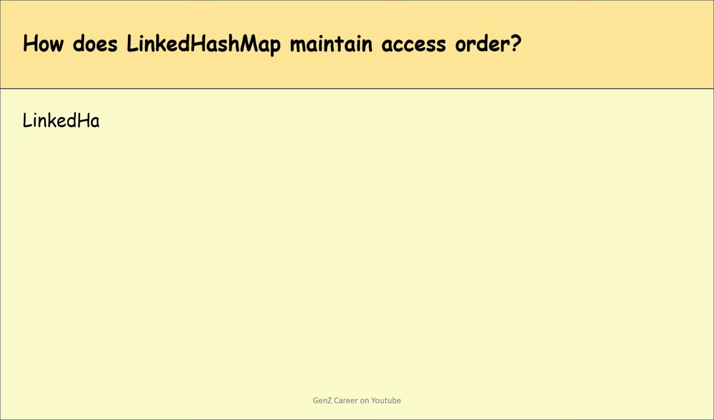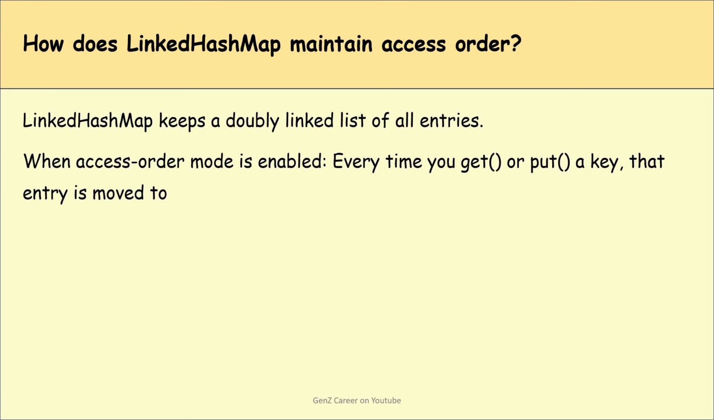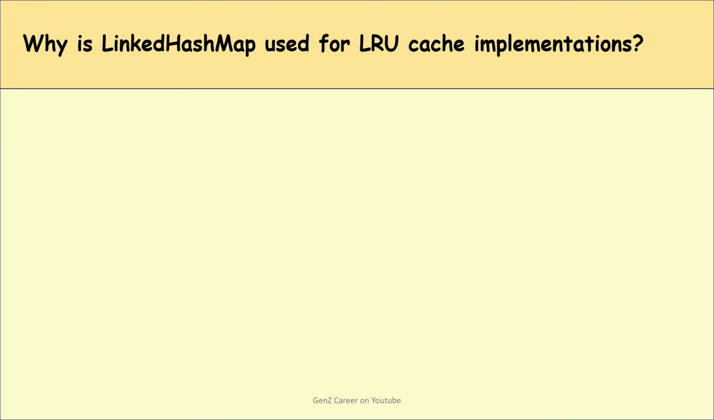LinkedHashMap keeps a doubly linked list of all the entries. When access order mode is enabled, every time you get or put a key, that entry is moved to the end of the list. So the list always shows most recently used at the end and least used at the start. Okay. Why is LinkedHashMap used for LRU cache implementation?